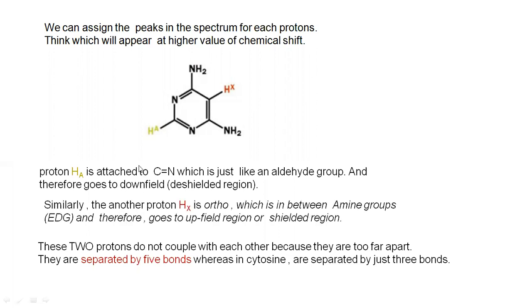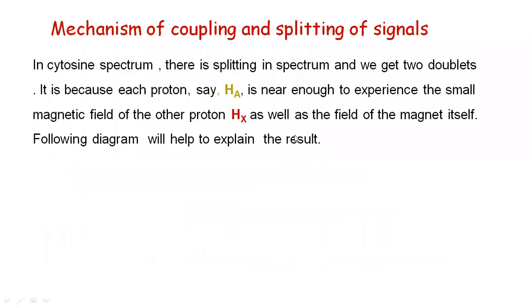Now see again why this HA goes to the higher chemical shift and the other to a lower chemical shift. This HA, due to the presence of these two electronegative atoms, is between them, therefore higher, and the other is between two electron donating groups, EDG, amine groups, and therefore appears at a lower value. Fine. So these are the two examples we have discussed, and we came to know how they couple and why they appear as singlet and doublet.